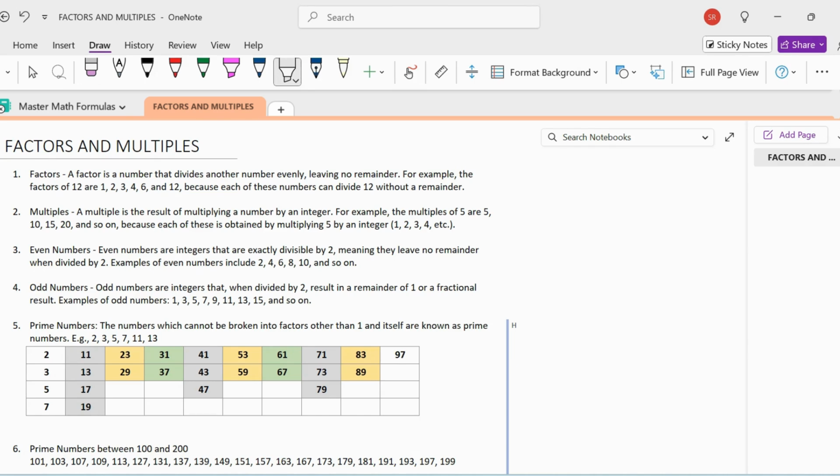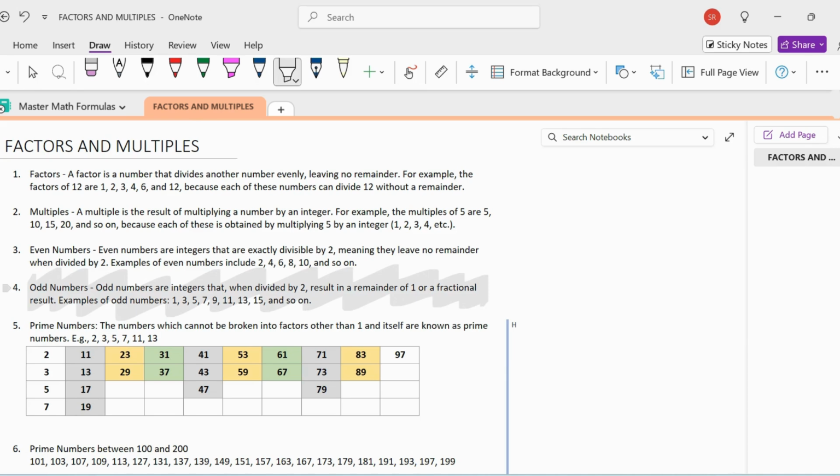Now what are odd numbers? Odd numbers are integers that when divided by 2, the remainder is 1, or it could be a fractional result. For example, 1, 3, 5, 7, 9, 11, 13, 15 and so on, when divided by 2, leave a remainder 1.